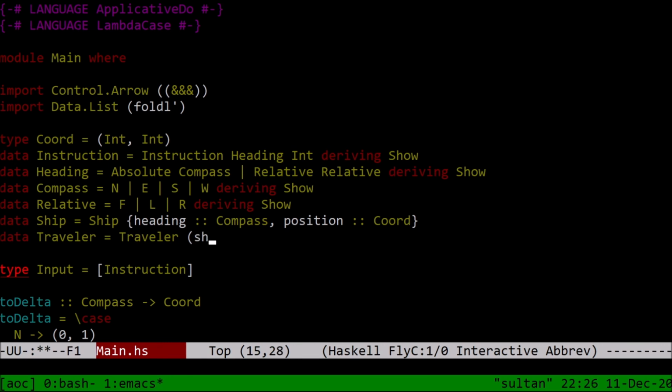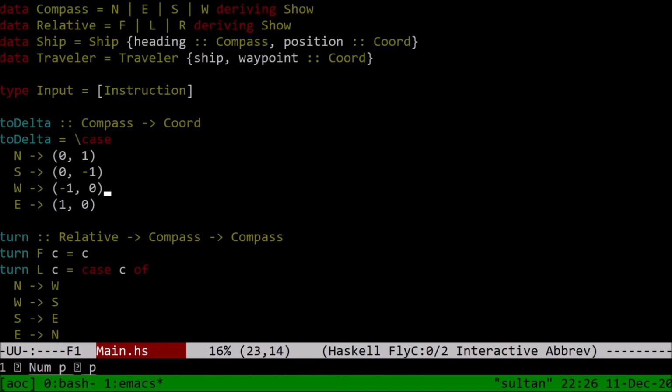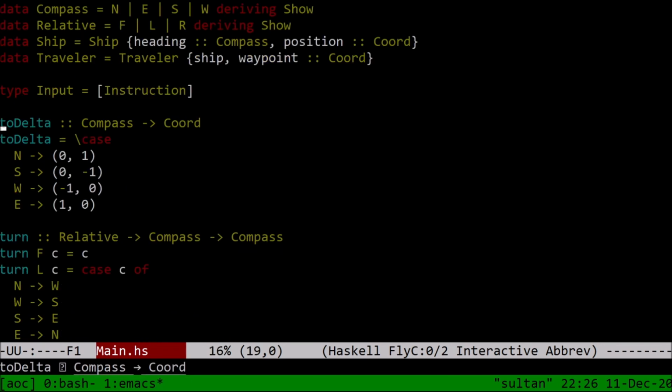It takes a ship and a waypoint, which are both towards, and the waypoint is relative to the ship. I will be perfectly happy to understand that. Why are you upset about this? Oh, it needs curlies, not rounds. Okay. And we can reuse several of these things, I think.